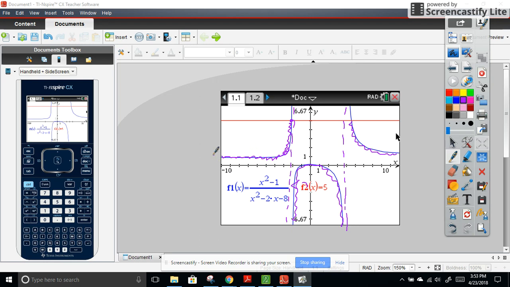So we've got several pieces. We've got this piece, and we've got to skip the asymptote. Then we've got this piece, and we've got to skip the asymptote. And then we've got this piece, and then we've got to be sure and skip the asymptote.